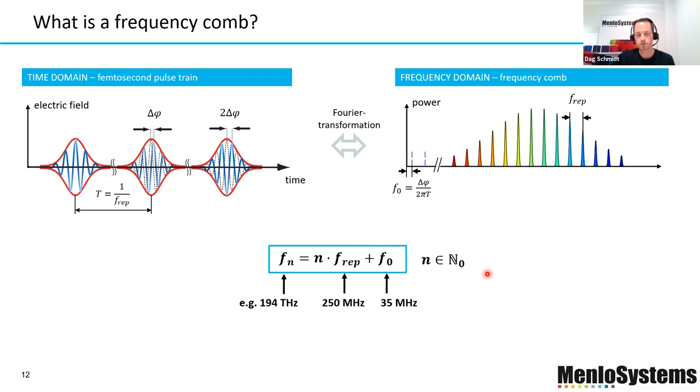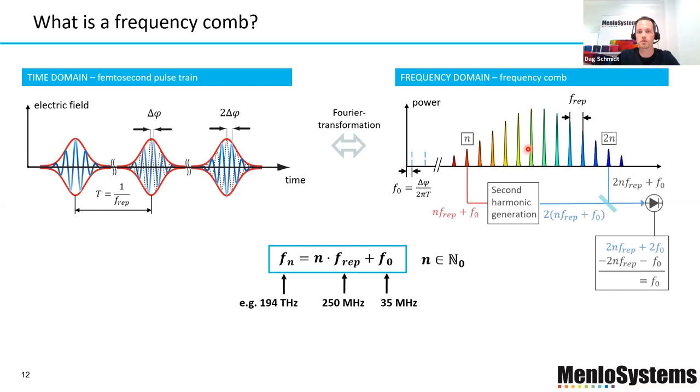If we assume that our frequency comb here spans a complete octave, this would mean that we have a mode here. Let's call this mode number n. And then there is a blue mode here, which has an index of 2n, because the comb is broad enough to span a full octave. And according to this formula here, the frequency of this red mode is given by n times the repetition rate plus f0. And the frequency of this mode is given by 2 times n times f-rep plus f0.